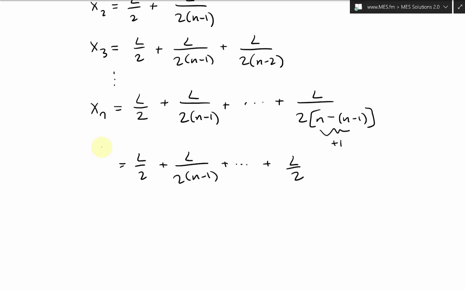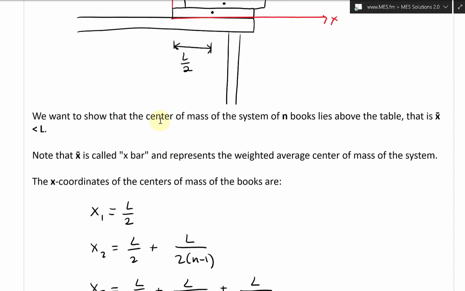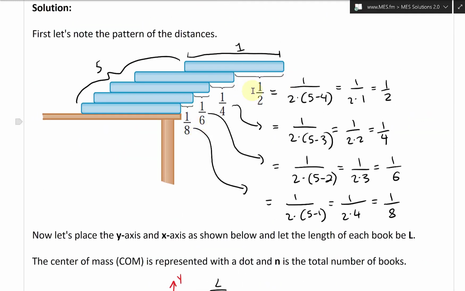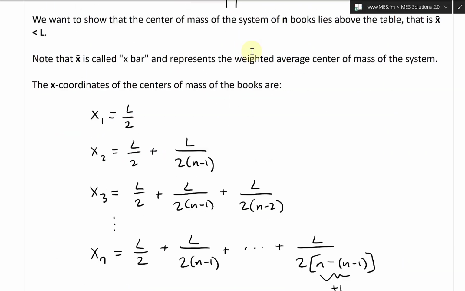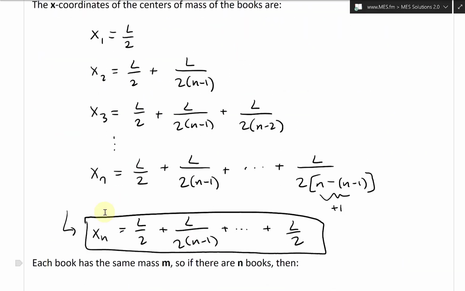So this equals L over 2 plus L over 2(n minus 1) plus dot dot dot all the way until L over 2. So that's the final distance, L over 2. As you can see here, the final distance here is 1 over 2 for length L. So length L equals 1. There. All right, here I just boxed this in and wrote that in. So now we have this.